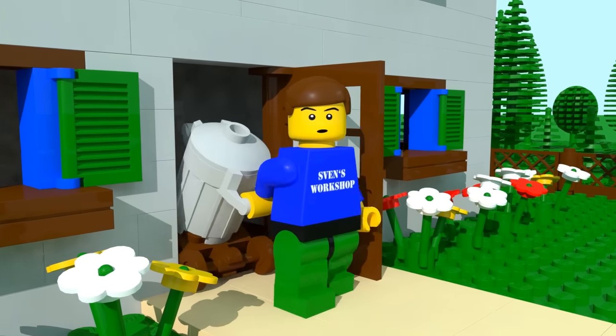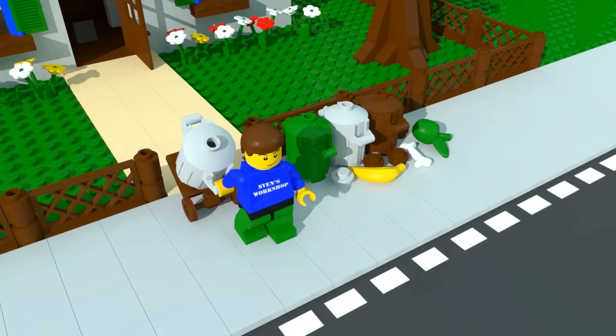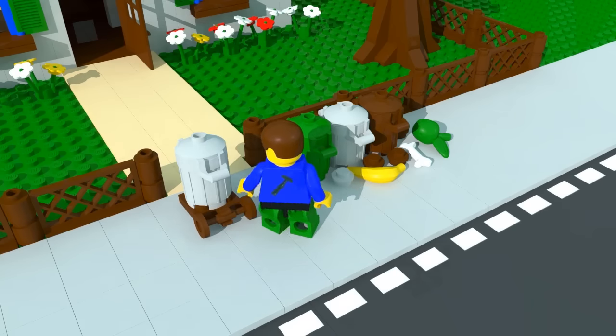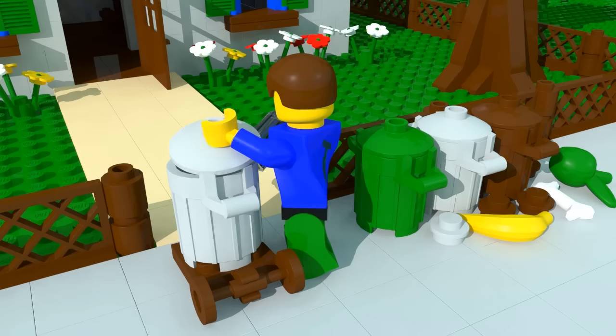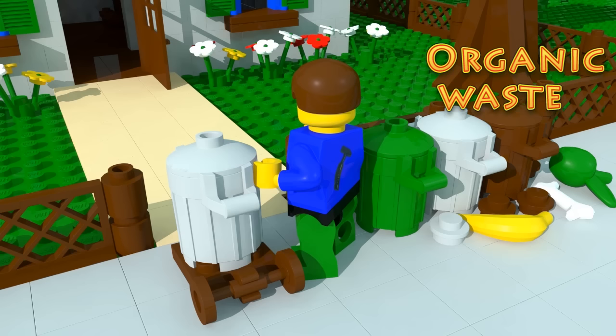I'm just bringing out the garbage. I always separate my garbage. The green trash bin is for glass, the gray one for paper, and the brown one is for organic waste.